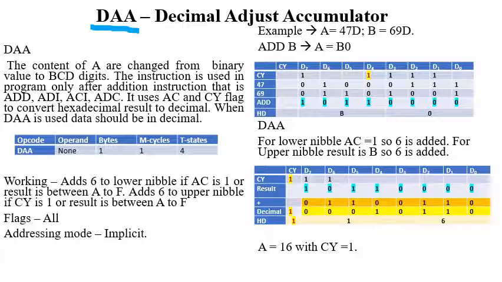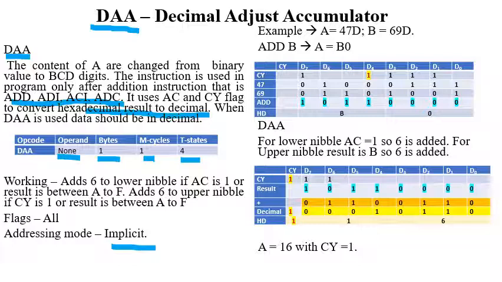After addition, the result is in hexadecimal and it is stored in accumulator. DAA instruction converts the hexadecimal result to decimal. It works only after ADD, ADI, ACI and ADC instructions. It is a 1-byte instruction which requires one machine cycle of 4 T states. There is no operand, so the addressing mode is implicit.